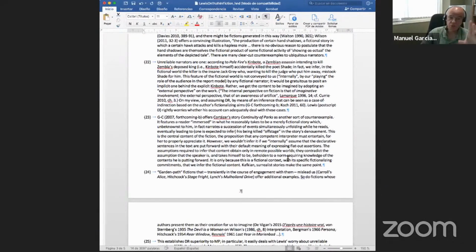So this was the sort of example that I mentioned in 22. These are not the most decisive ones, because at least in these cases there are narrators. In the case of unreliable narrations, part of the content of these fictions is given to us by an explicit narrator, typically. I'm just saying that other parts, sometimes crucial parts, are not given to us by the narrator, but in some other way, which I'm suggesting presupposes DR.